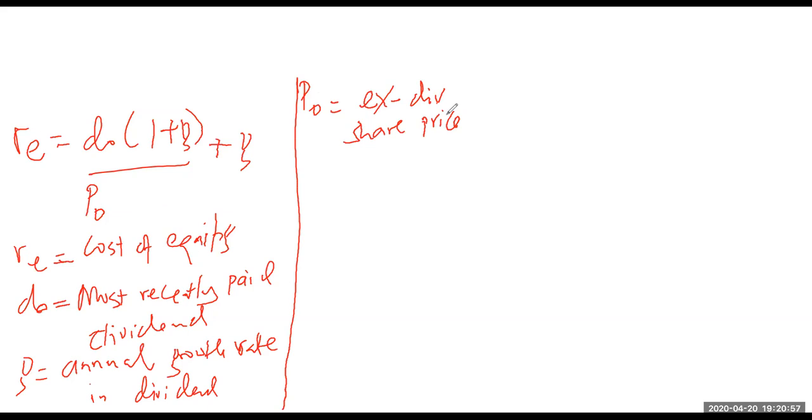I guess you can attempt a question now, where you apply this model in estimating what the cost of equity should be. Okay, so we come back to our notes. This slide is simply telling us what we already discussed.